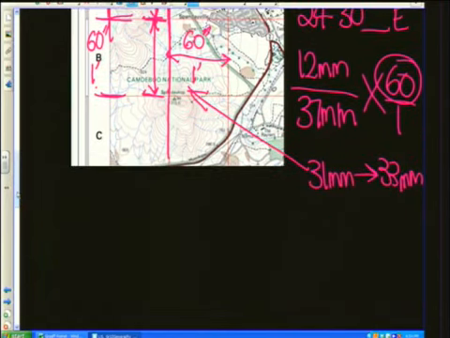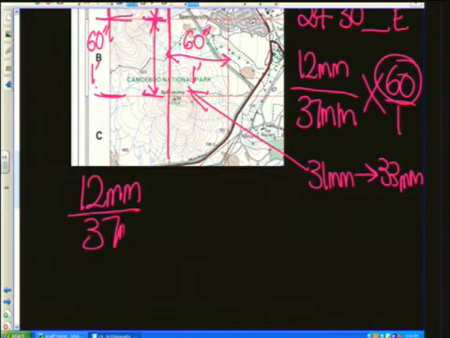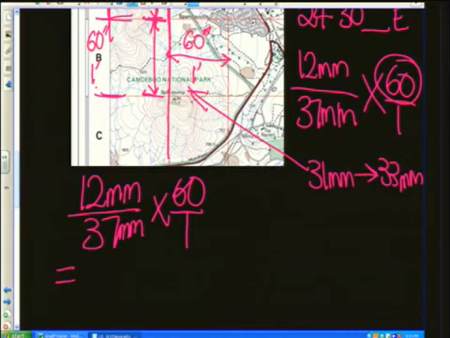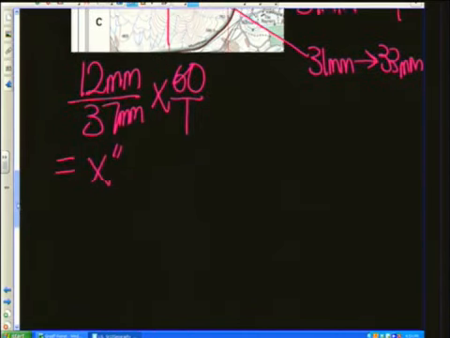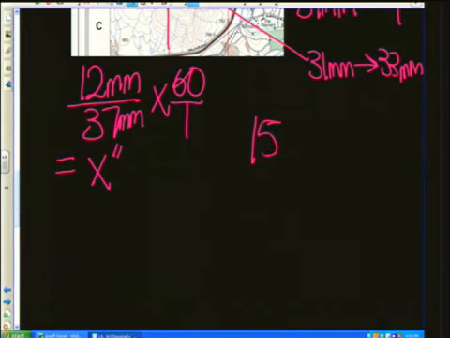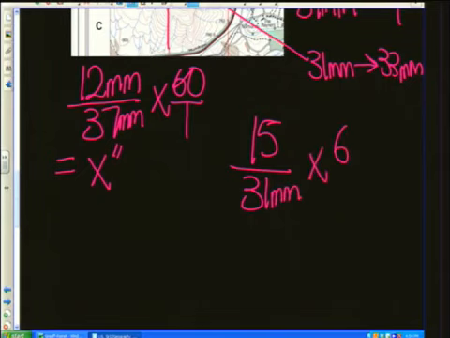So this example will be as follows. Note, we've got 12 millimeters over 37 millimeters times 60 over 1. In this example, that's 60 times 12 over 37, and I'm going to put it as x seconds. And in this example, further, when we worked out the distance between the line of longitude and the point, we had 15 millimeters. So for the longitude, 15 over 31 millimeters times 60 over 1. And this we're going to put as y.